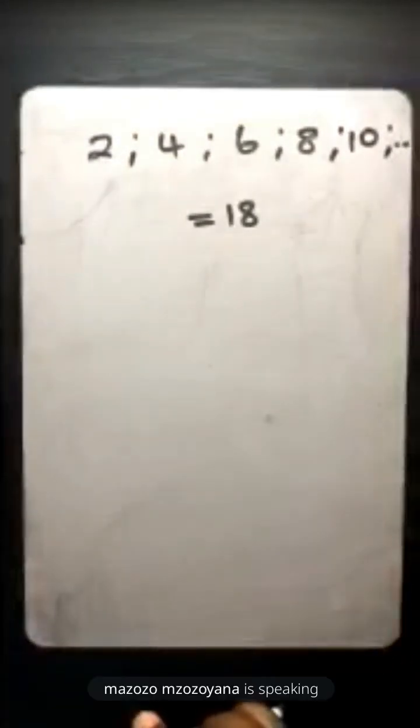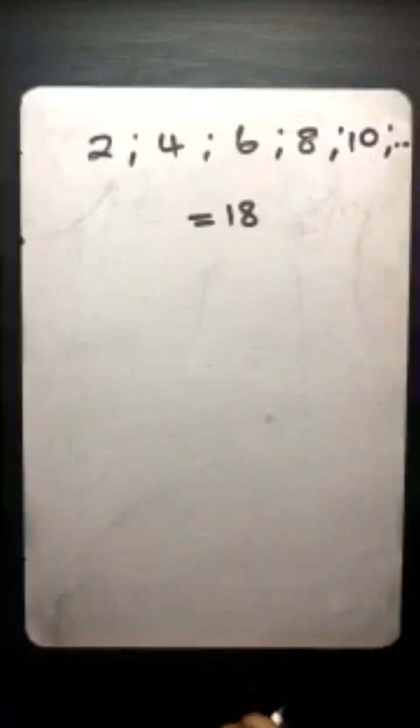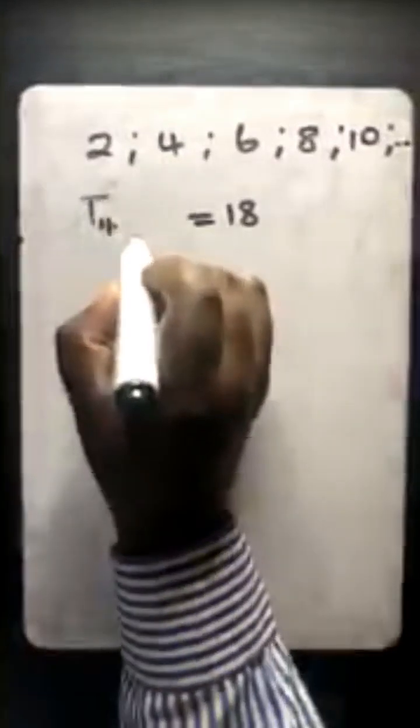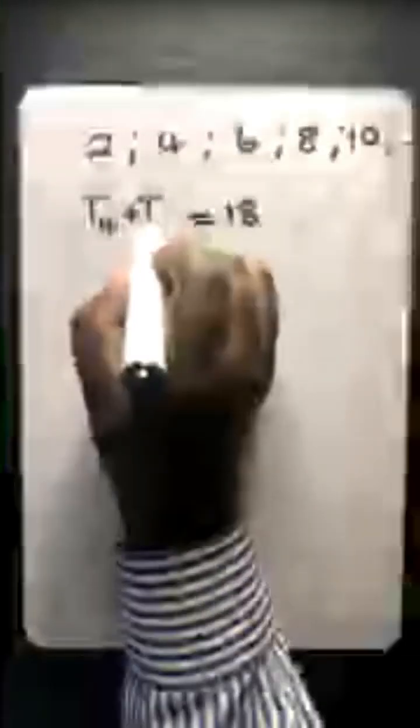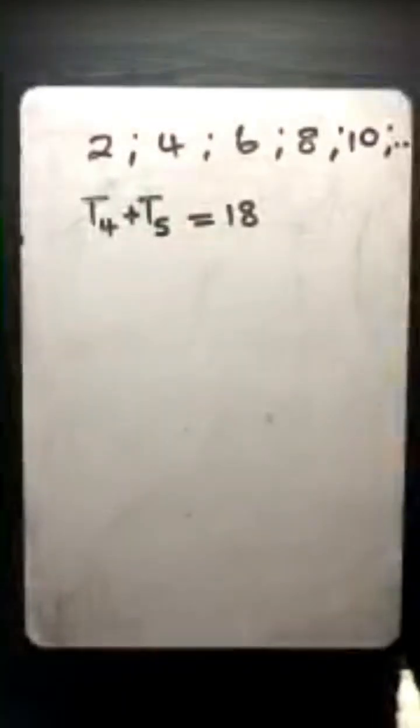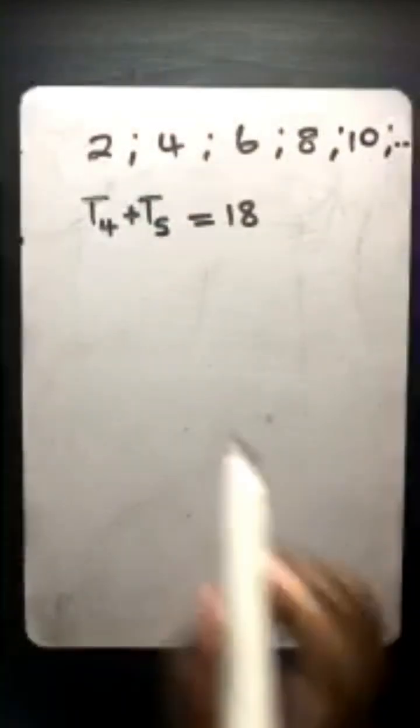It's term 4 and term 5. Yes, 100% Mzozo. Is term 4 being added to term number 5? Vuiswa, do you agree with Mzozo?